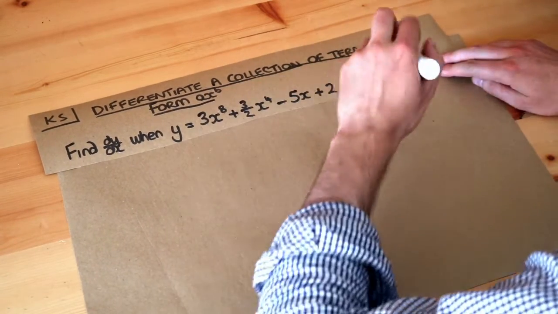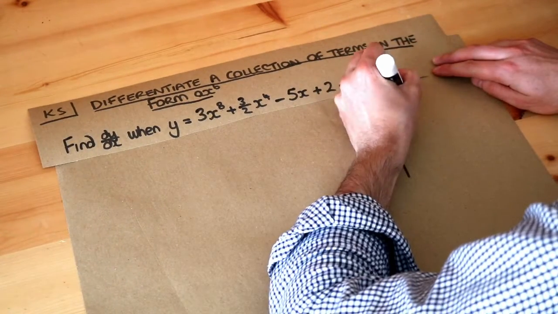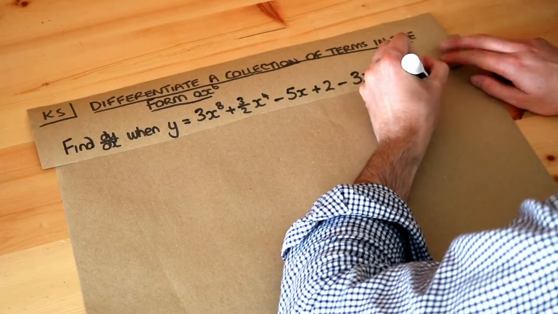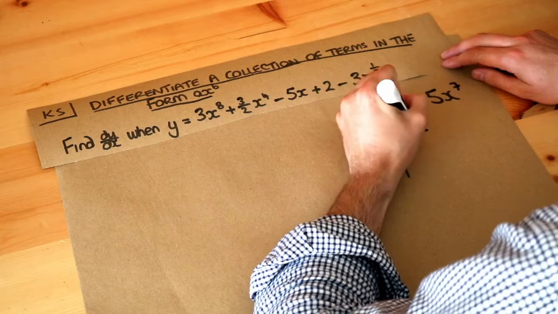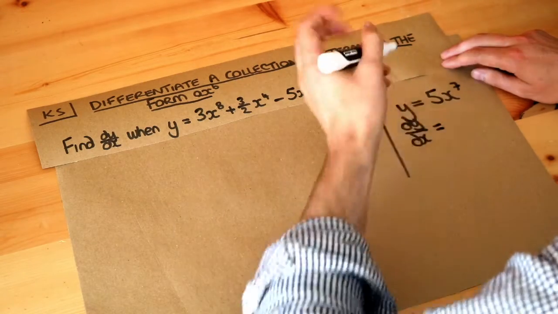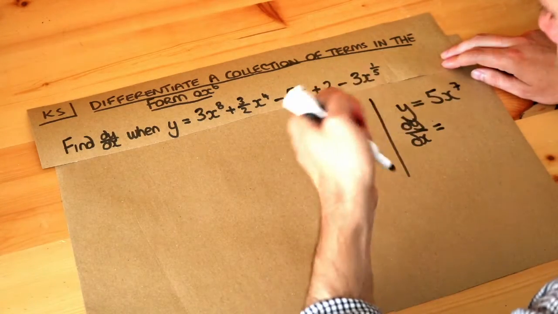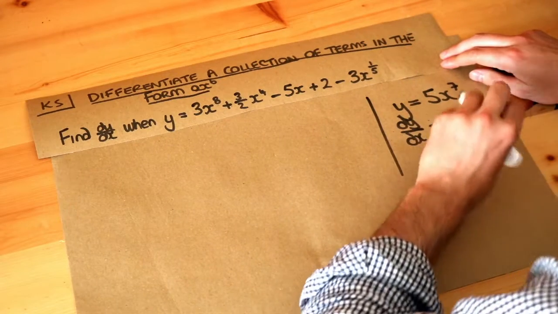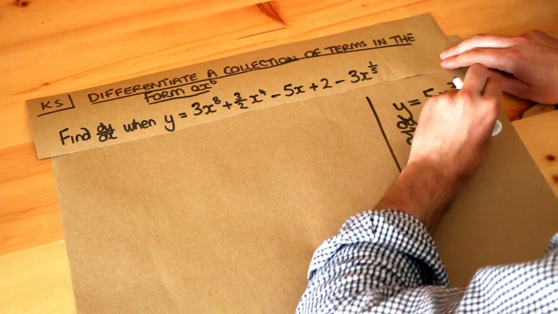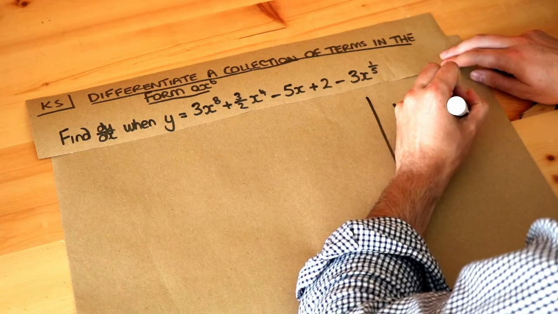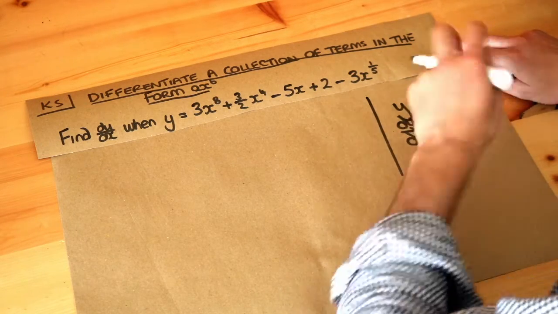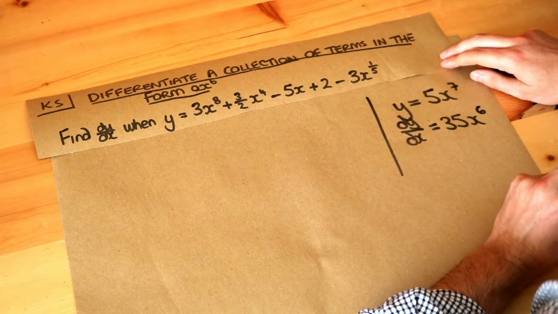So just to recap the rule, if you had, say, y is equal to 5x to the 7, to differentiate it, which means to find the gradient function, and remember the gradient function allows us to find the gradient of a curve at a specific point, we multiply the number in the front, the coefficient, by the index, so 5 times 7 is 35, and then we reduce this power by 1, so x to 7 becomes x to 6.